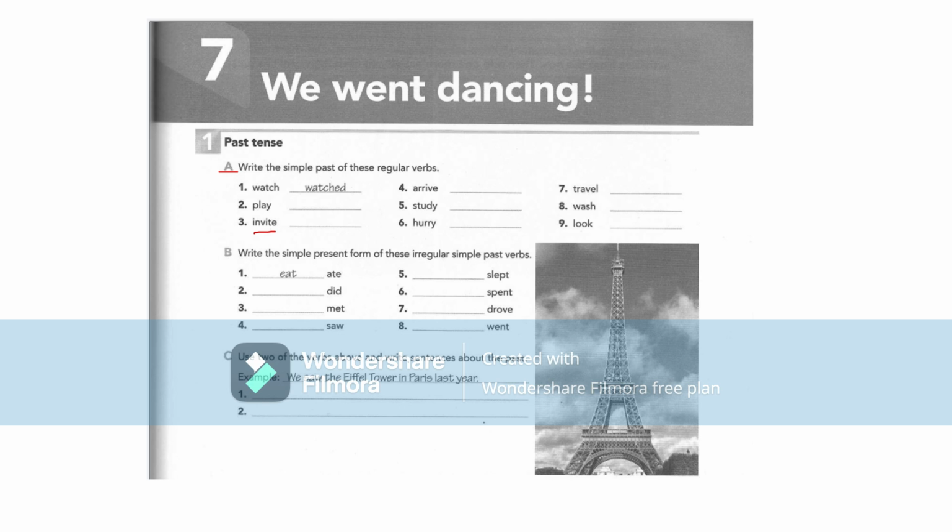Okay, so this is our first exercise. We went dancing. So let's start with the first one, past tense. Write the simple past of these regular verbs. So who wants to read the first one? Letter A. Okay, Saoni, let's start with you. You're going to read all the verbs, Saoni. Here we're going to emphasize the pronunciation more than anything. So let's go. Number 2 and all of the other verbs here in the first exercise. Play. Okay, you can continue.